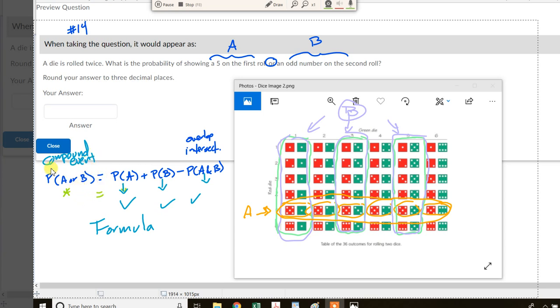So this compound event of A or B, I can just count that directly. If you're in A or if you're in B, you're in the compound event. That means if you have a 5 on the first roll, or if you have an odd number on your second roll, you're in the event. I can just count that directly. You should practice counting that directly. Make sure you get the same result as using the formula. Okay? All right, cool. Let's take a look at, I guess, maybe one more problem.